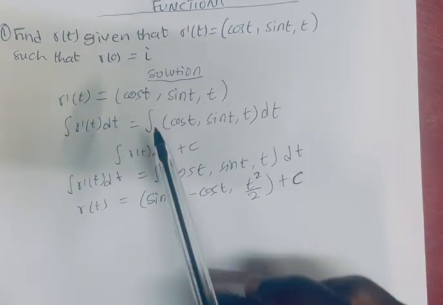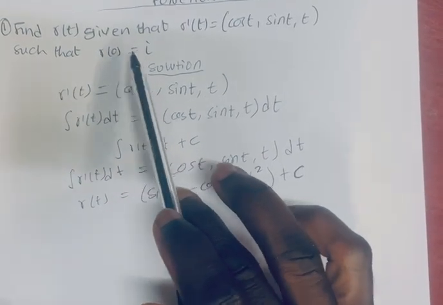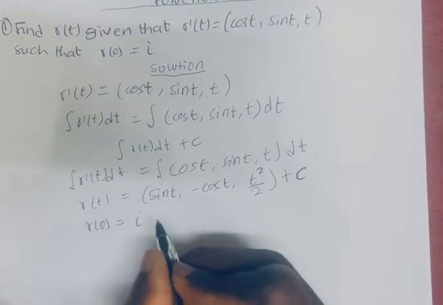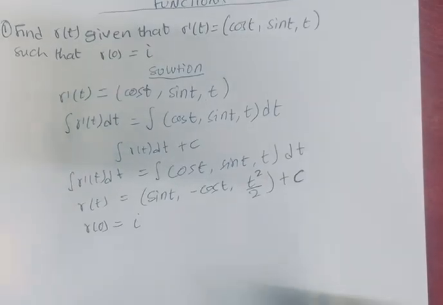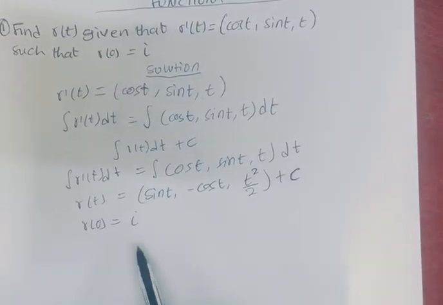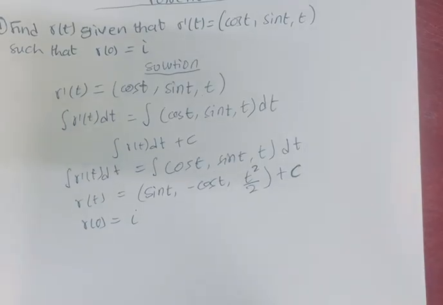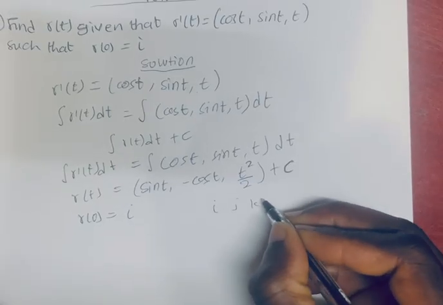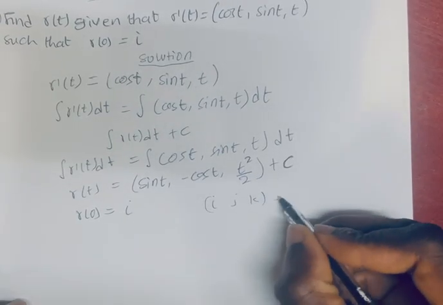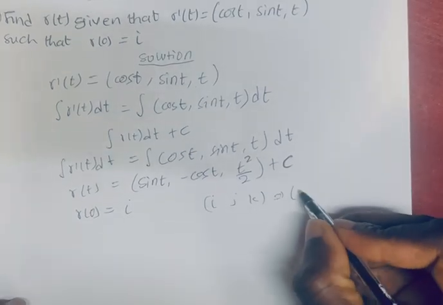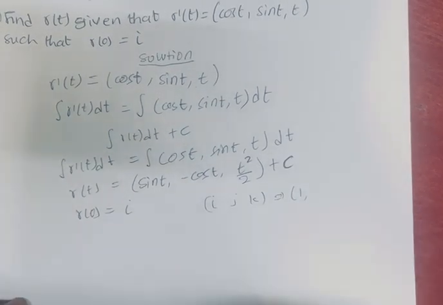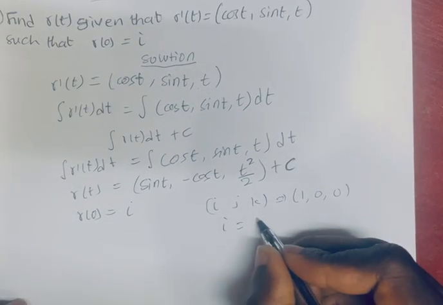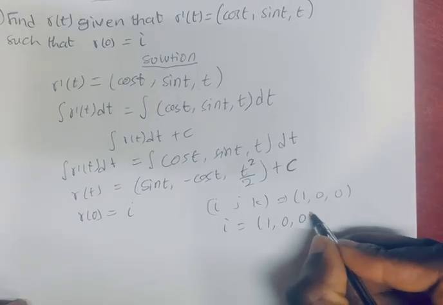But don't forget, the question is asking us to evaluate r of 0 equal to i. So r of 0 is equal to i, and you are being reminded that we are dealing with a vector value function. So this simply means it's a vector. It means that we have the i, j, and k components. The i component is 1, and the j and the k components are 0, 0. So here our i is simply equal to 1, 0, 0.